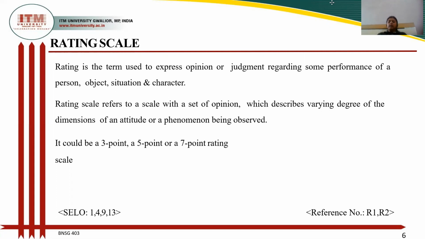The other meaning of rating scale is a scale with a set of opinions which describes varying degrees of the dimensions of an attitude or a phenomenon being observed. So what is a rating scale? It is a type of scale where there is a set of opinions, and in that set the person describes the various degrees of the dimension of his attitude, what he is thinking about that particular statement. That we call a rating scale, and it could be a 3-point scale, 5-point scale, or even a 7-point scale.